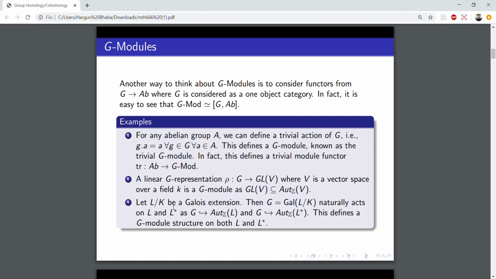Then another interesting example comes from Galois theory. If you have a Galois extension L over K, and suppose G is the Galois group, then this Galois group naturally has an action on the additive abelian group of the field L, and also the multiplicative abelian group L star. Why? Because the Galois group is contained in the automorphisms of L, because any automorphism of L is already an automorphism of abelian group. Also, it restricts to an automorphism of the multiplicative abelian group. So in both cases, this defines a structure of G module on L and L star. We'll talk about this particular G module later.